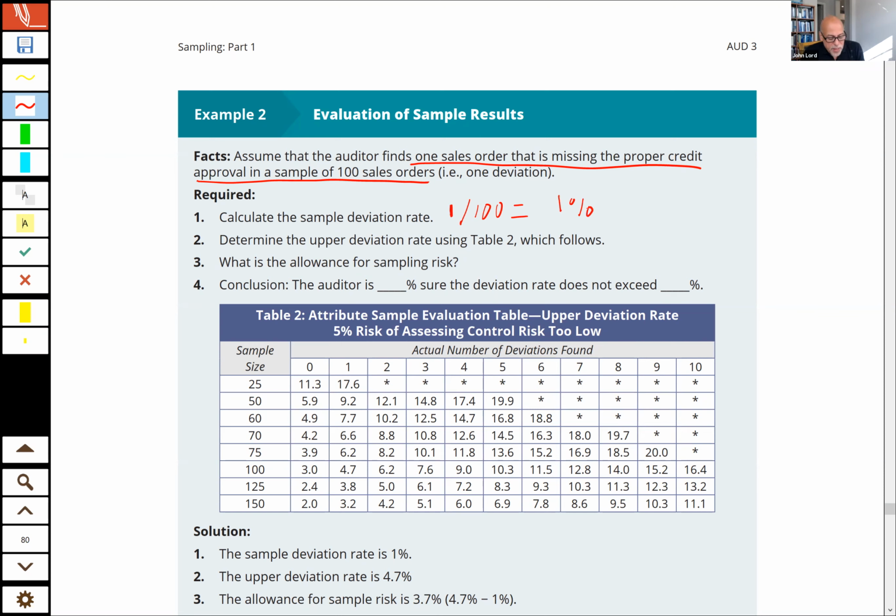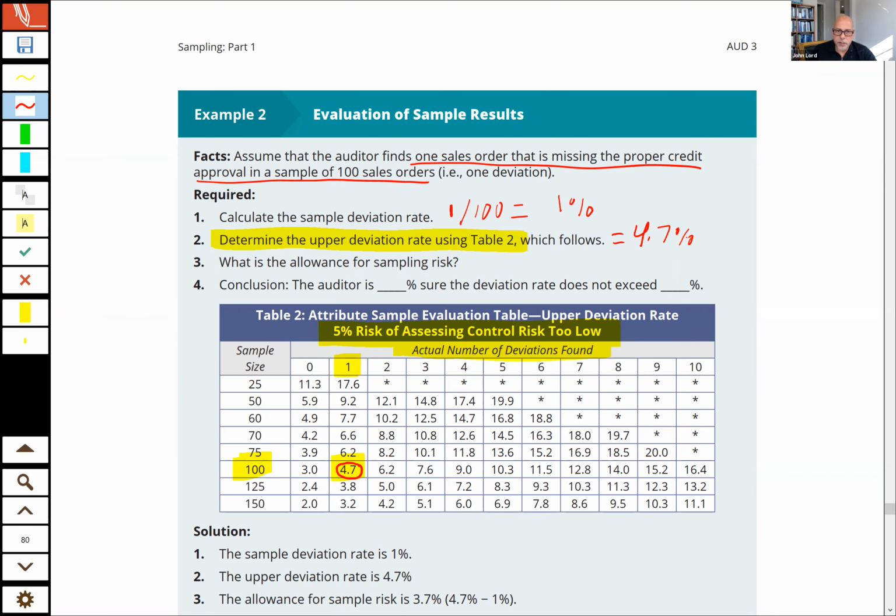Good, excellent, okay? Now I use the table to determine the upper deviation rate. I'm on the right table. On the exam, they might give me the 10% table or the 5% table. I'd have to know what my risk of assessing control risk too low was to be able to make this conclusion, right? So now I come over and I find the actual number of deviations, which was 1. I find my sample size, and they're telling me the deviation rate on this could be as high as 4.7%. Okay, so my upper deviation rate here is what?